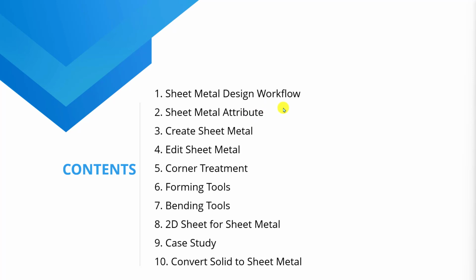First is the sheet metal design workflow, and then is the sheet metal attribute. And the next is how to create and edit sheet metal, and then how to do the corner treatment. After that is the forming tools and the bending tools. Then it will be the 2D sheet for sheet metal. And then there will be a case study. And the last is how to convert solid to sheet metal.